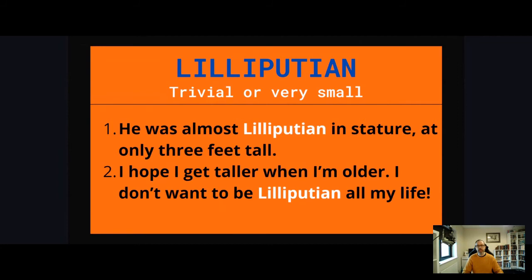Example 1, he was almost Lilliputian in stature, at only 3 feet tall. Example 2, I hope I get taller when I'm older. I don't want to be Lilliputian all my life.